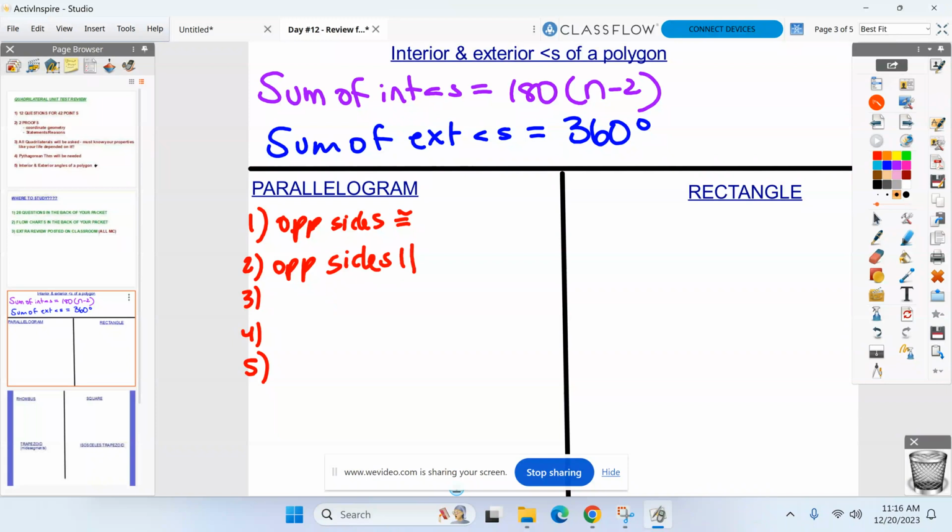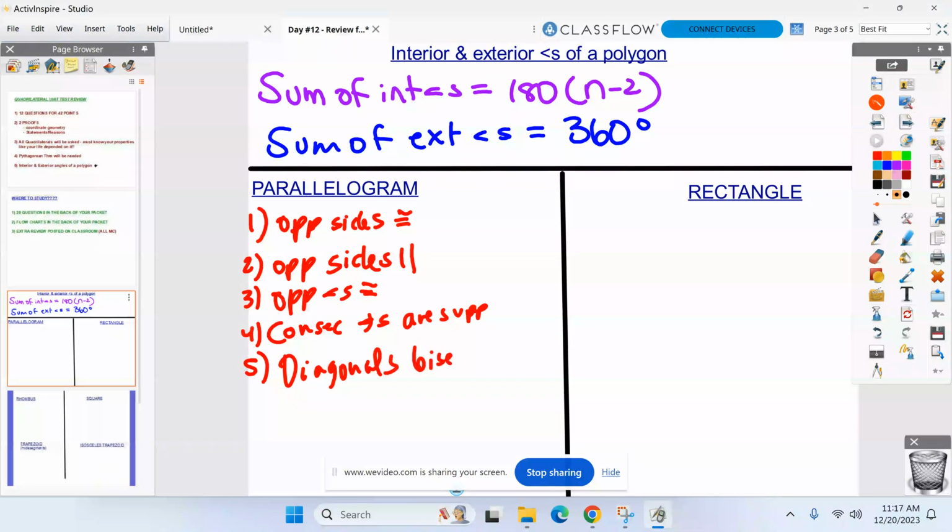What else about a parallelogram? Let's roll. Opposite angles congruent. Consecutive angles, supplementary. There's a lot here. I warned you. Charlie, what's that last one? Yep, diagonals bisect each other, which means they meet at each other's midpoint, which are the same. Diagonals bisect each other. All right, good deal. How about a rectangle?